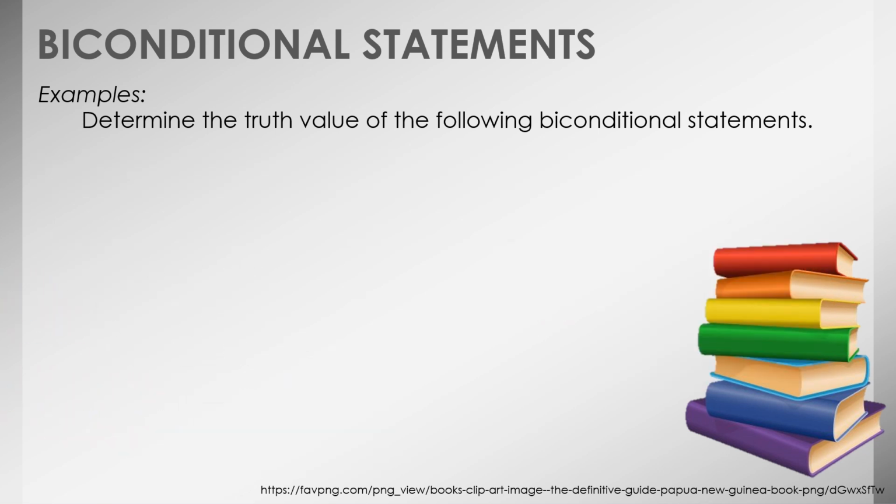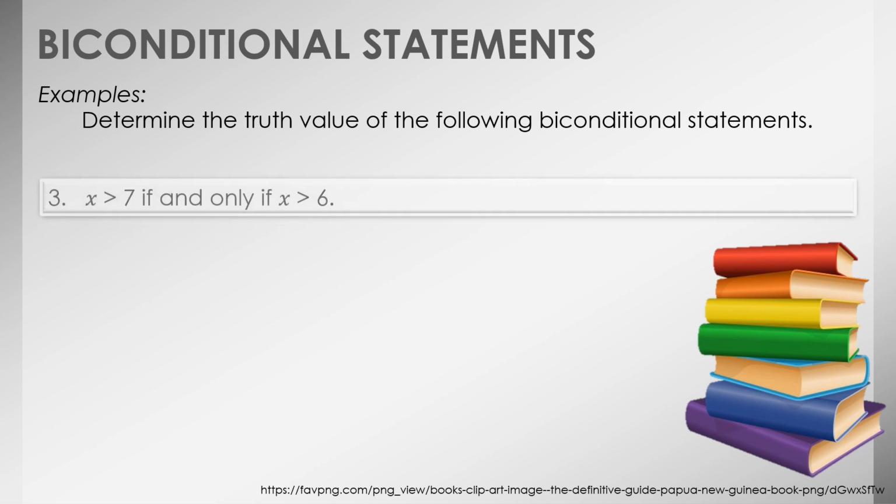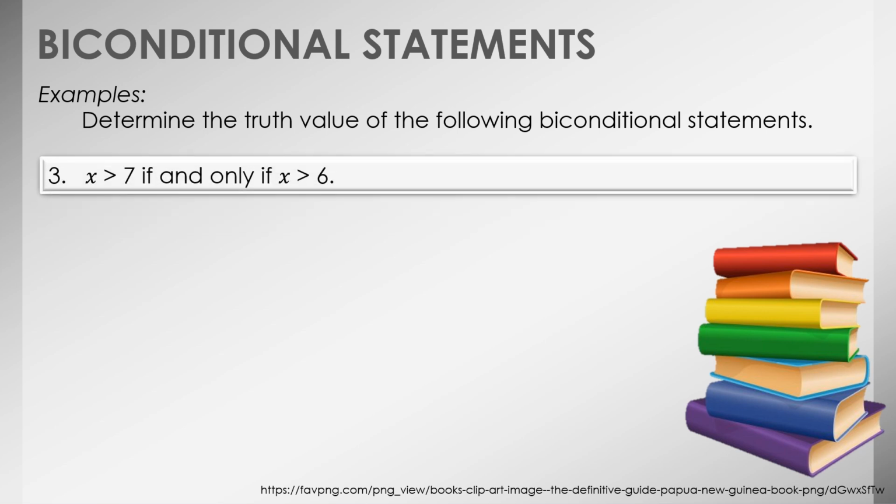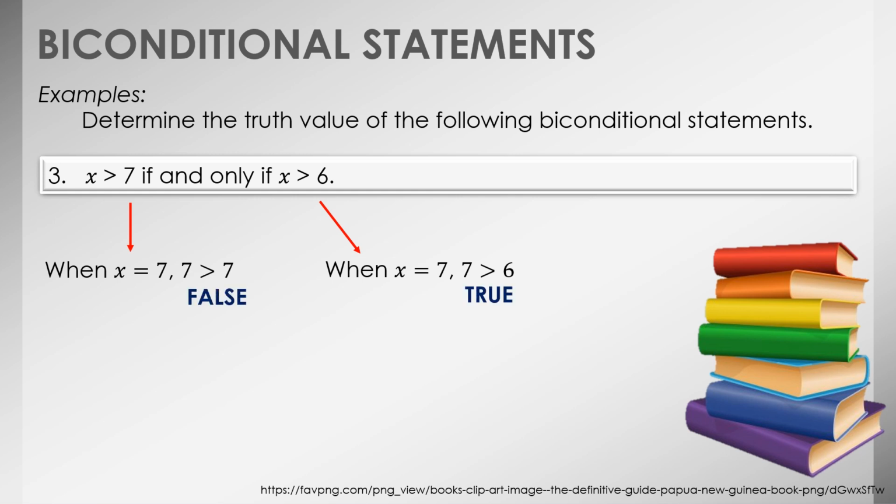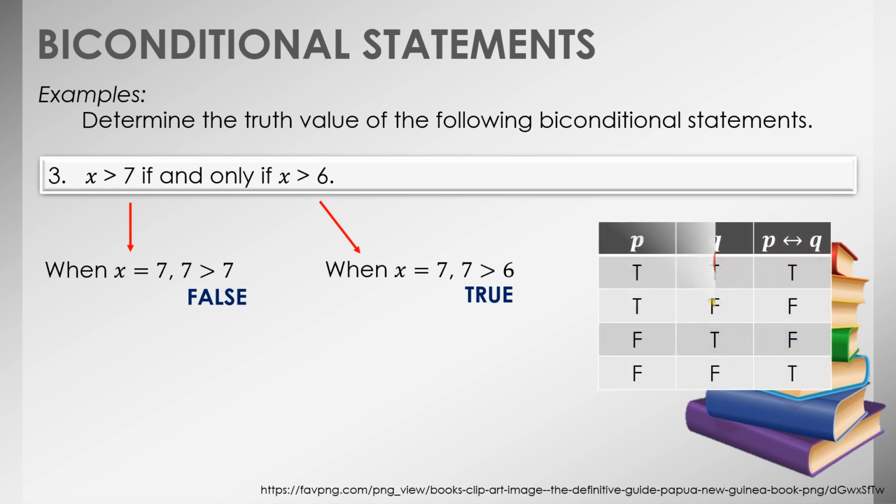For the third example, we have this. Obviously, both inequalities are true for any values of x greater than 7. Likewise, they are both false for any values less than 7. However, when x is 7, we have this. This shows that the first given inequality becomes false while the second is true. Now, referring to the truth table, this lies in the third case. Hence, the biconditional statement is false.